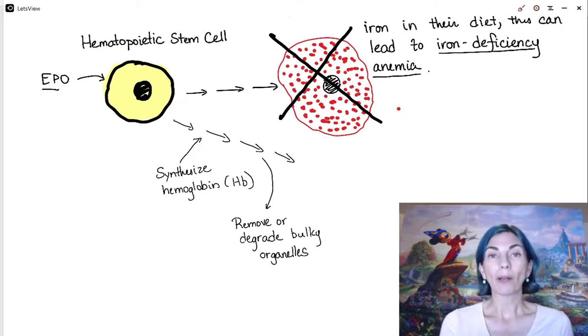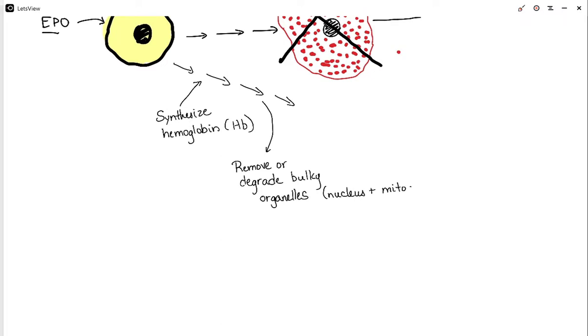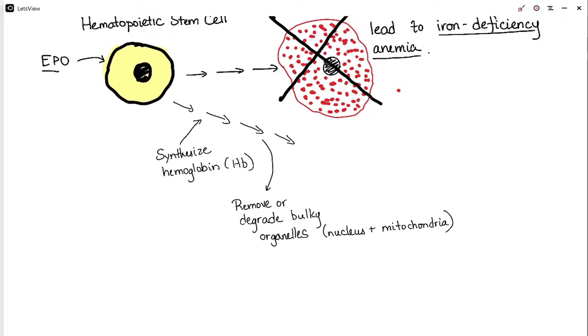So what are some bulky organelles that it's going to remove or degrade? The two primary ones are the nucleus and the mitochondria. And so what we have is a cell that is becoming more red and smaller. It initially will have part of a nucleus in there. And then finally it gets rid of its nucleus and it achieves its final shape of a small red blood cell.